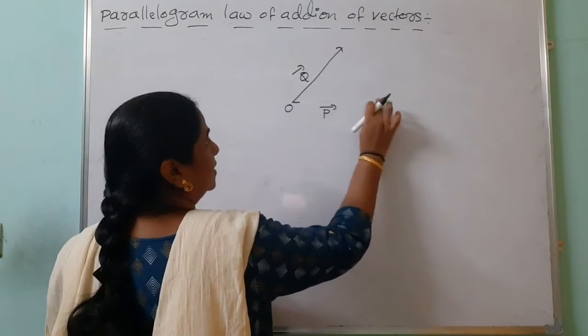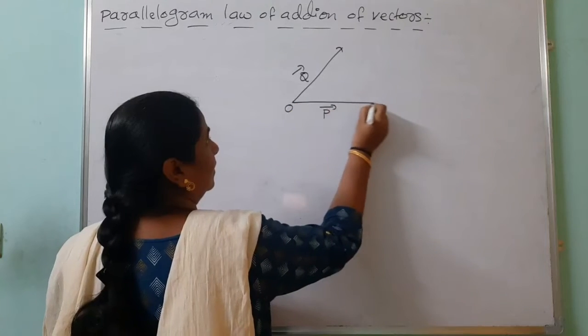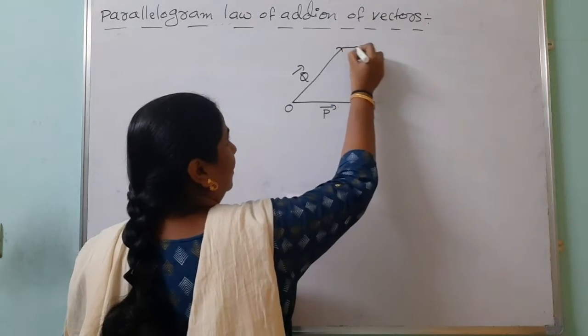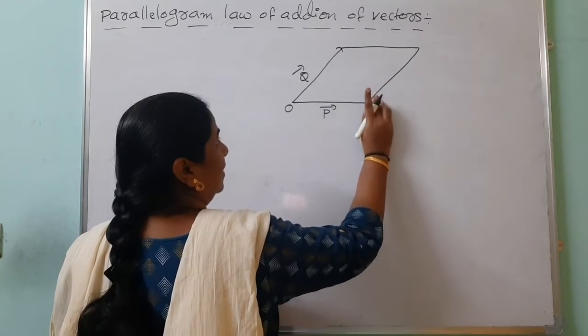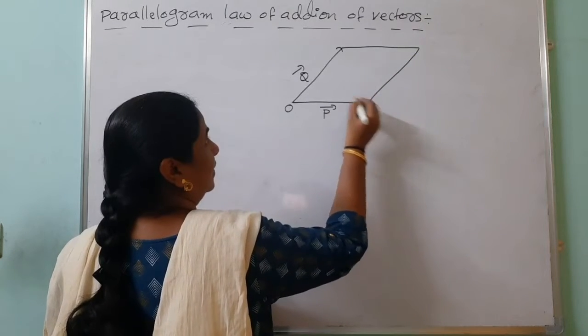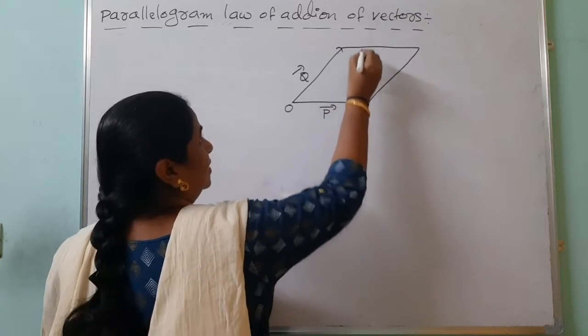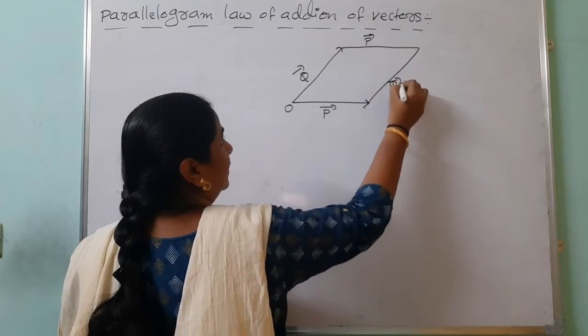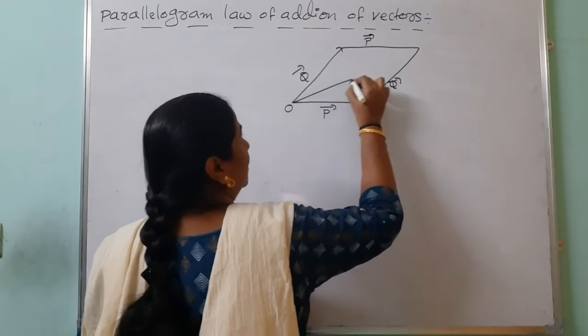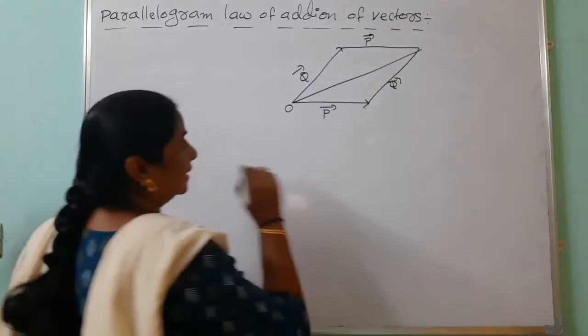So for this purpose we are completing this parallelogram. Look here, in a parallelogram, opposite sides are the same. One is P bar, another one is Q bar. So this is also P bar and this is also Q bar. The diagonal passing through the origin represents the resultant.